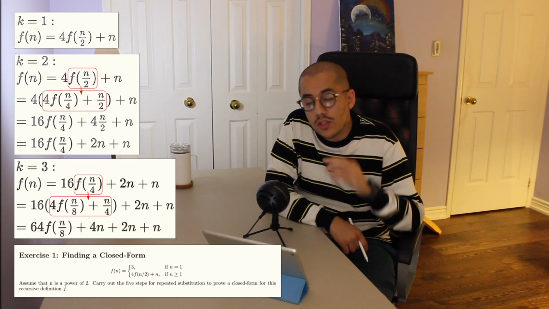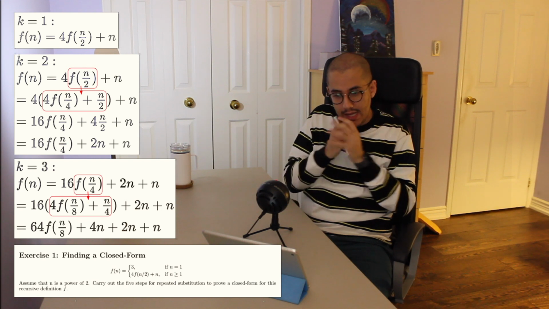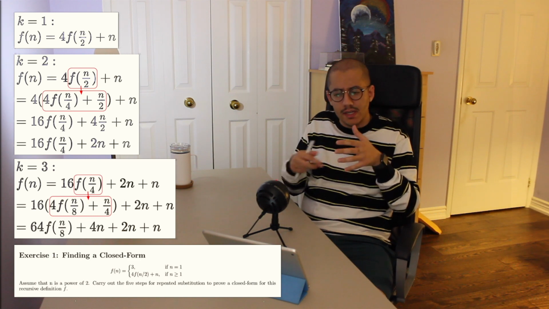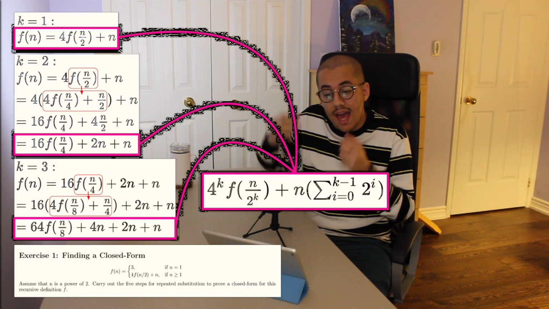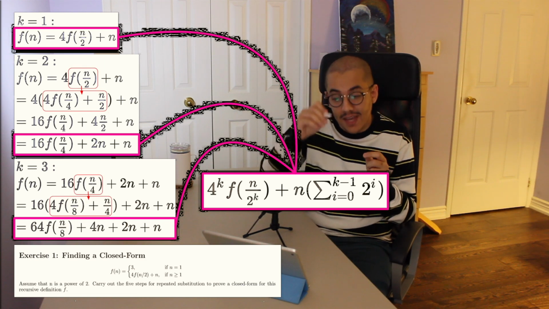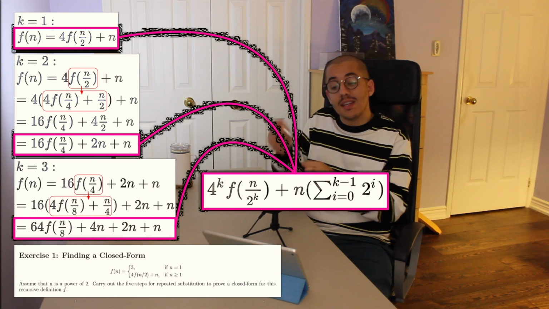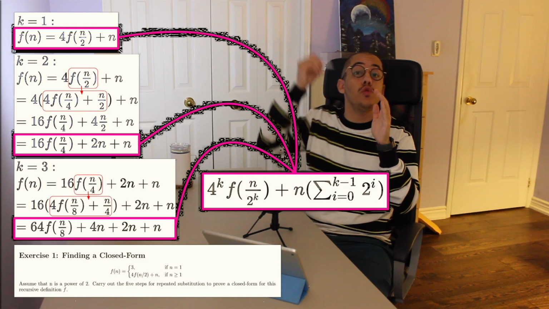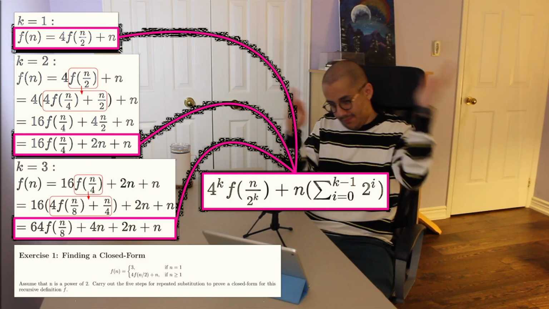Once you do it a bunch of times, the idea is, as you're doing this, to look for a pattern. You know what I mean? And when it comes to this case, after thinking about it a few minutes, you're going to see that pattern. Let me say that again. The pattern is 4 to the power of k times f(n/2^k), plus n times, in brackets, the summation of i equals 0 to k minus 1 of 2^i, close bracket. I'm going to, again, put it right over there.